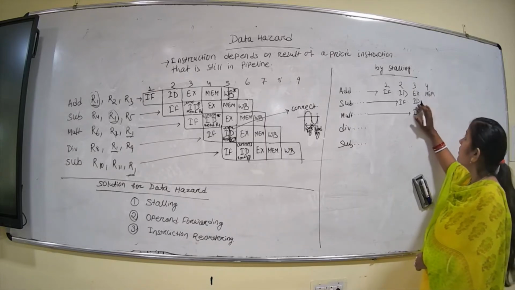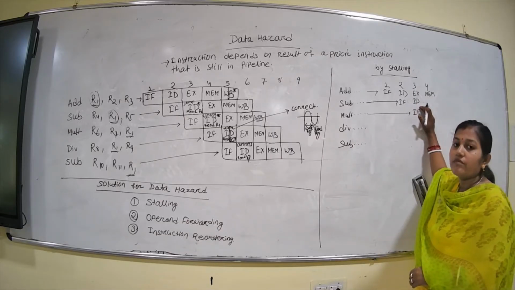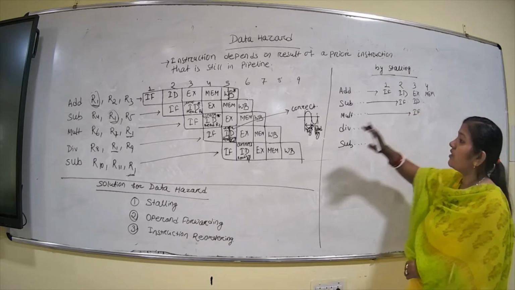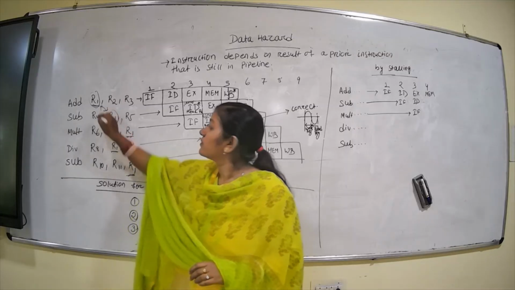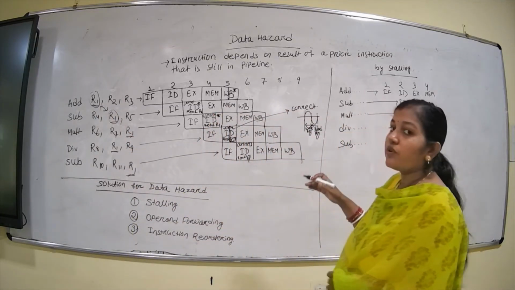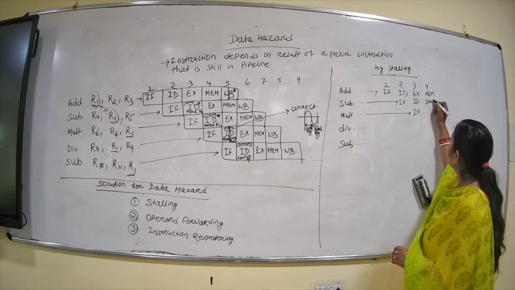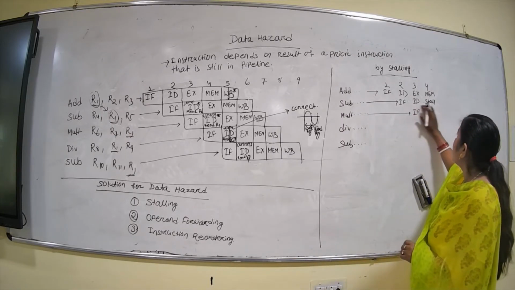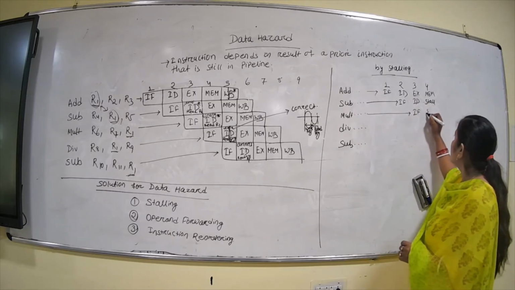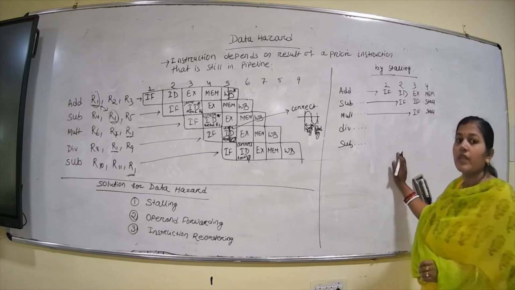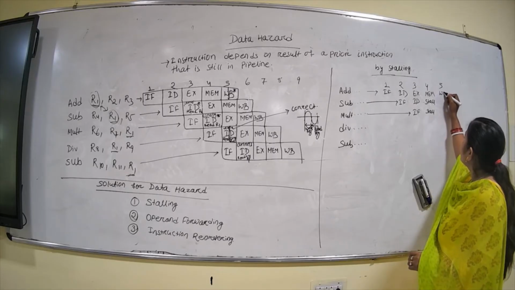Now I cannot do execute here. Why? Because ID is not yet completed, because of the dependency on the value of R1. It will only be produced at the write back stage, so until then we will stop the pipeline. As ID is not completed, the third instruction cannot go to the ID stage, so it will be stopped here. At the fifth clock cycle, the first instruction goes to write back.